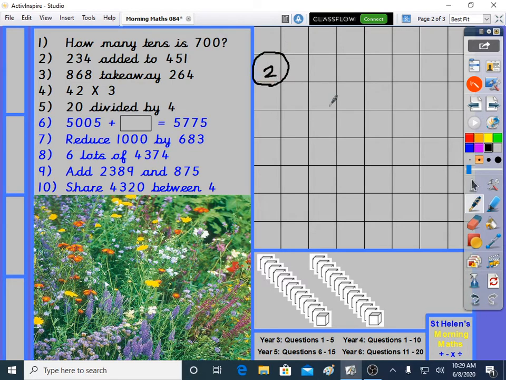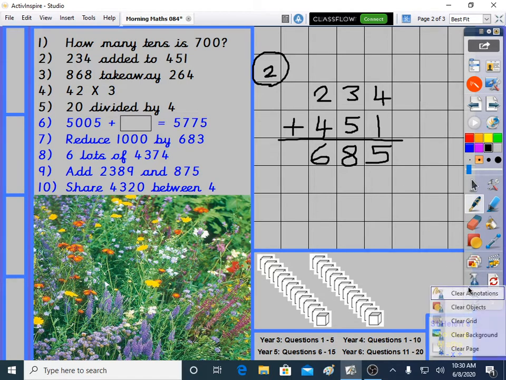234 added to 451. I didn't put the biggest number at the top, did I? But in plus, it doesn't matter. Added to means plus, of course. Let's check I copied it down correctly. Pause if you need time to copy. Actually, the good thing about today's question is no carrying was needed, because 4 plus 1 is 5. 3 plus 5 is 8 and 2 plus 4 is 6. So a nice easy one today. Plus made it get bigger.